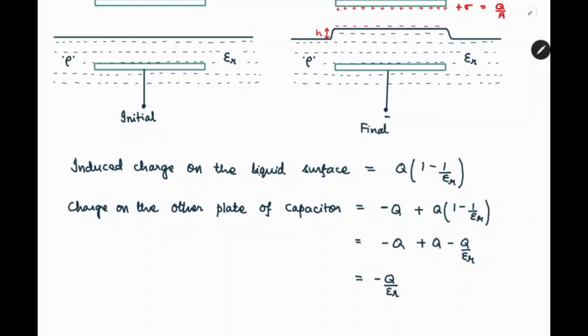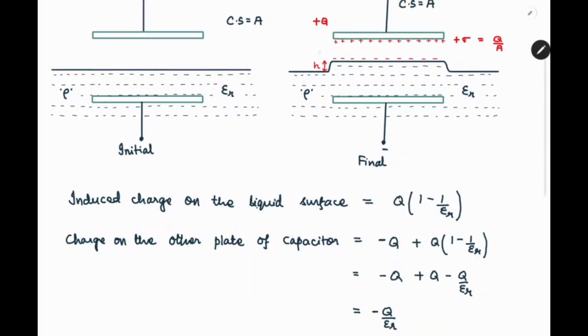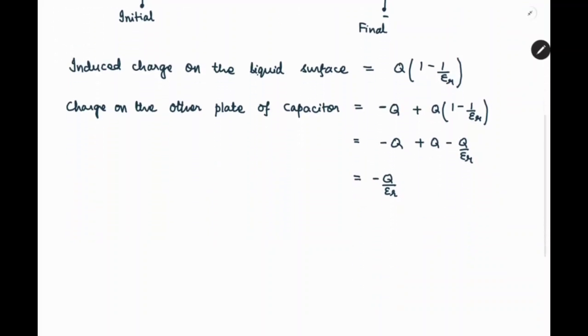So this is the scenario which we have. This is the charge which is going to experience the force due to the electric field, and the electric field is created due to the positive charge on the upper plate and a negative charge of minus q by epsilon r on the lower plate, and the direction of electric field will be downward. So this will be the net direction of the electric field, which is the sum total of the electric field due to the positive plate and the negative plate.